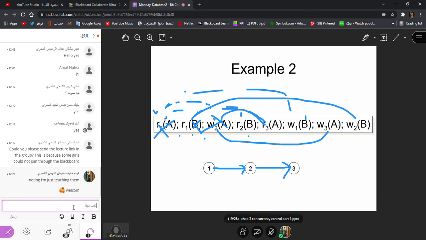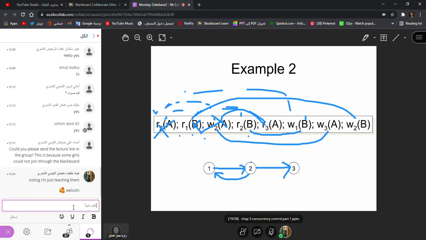R2, R3, no conflict, reading. R2 and W1, yeah, it's a conflict. Look, this one: transaction 2 is reading B and transaction 1 is writing on B. So read-write is the conflict and it's going from 2 to 1. So you will place an arrow 2 to 1. Okay, before we had 1 to 2 and now it's 2 to 1.